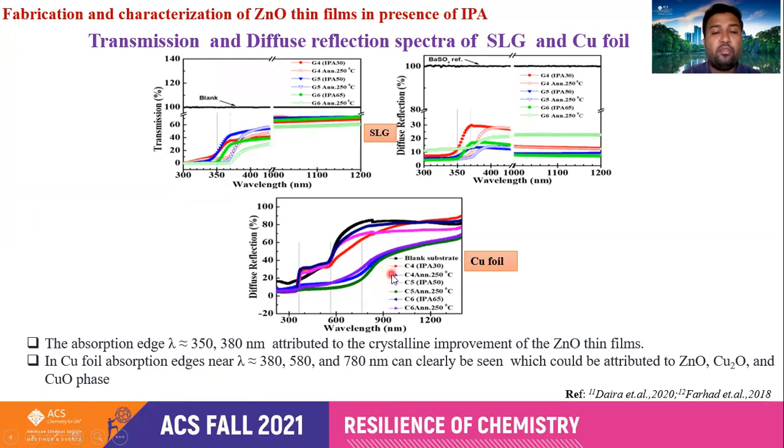But in the case of copper foil samples, we see that the absorption is near about 380 nanometers, 580 nanometers, and 780 nanometers, which confirms the presence of zinc oxide, cuprous oxide, and cupric oxide phases.